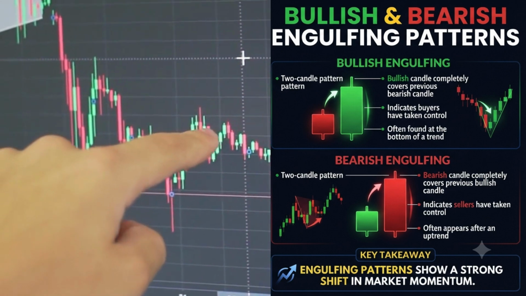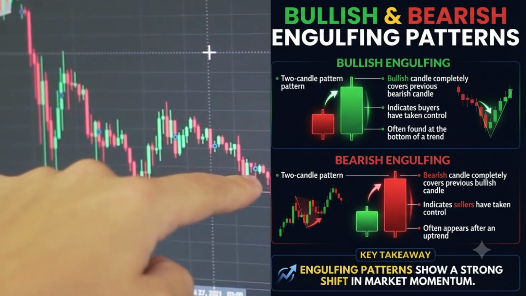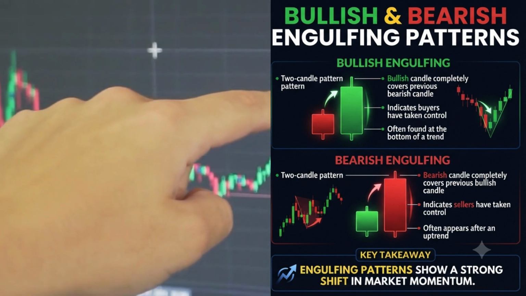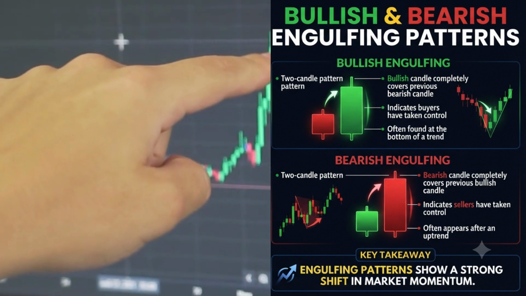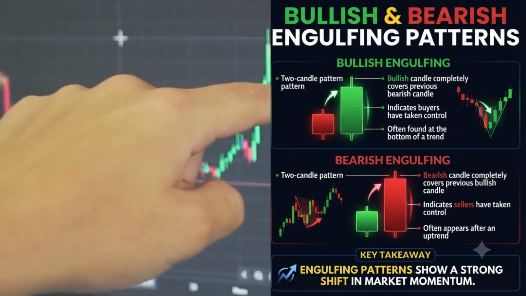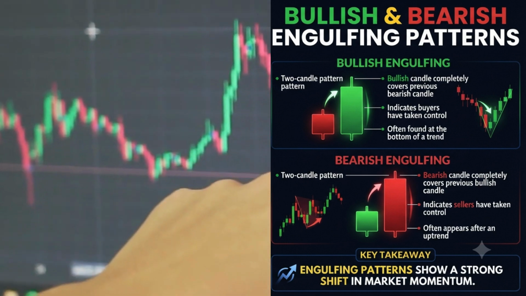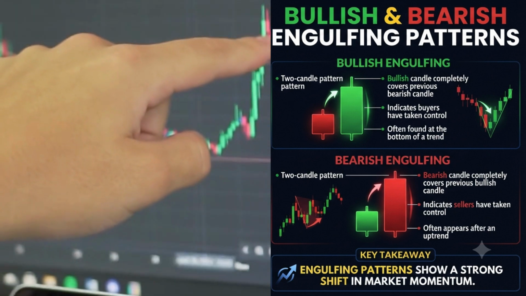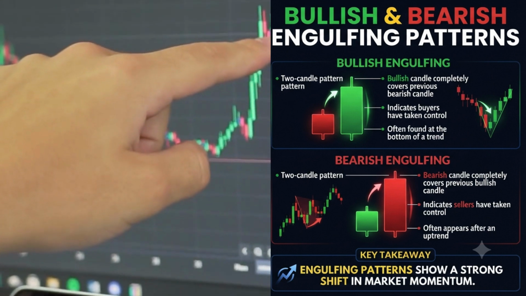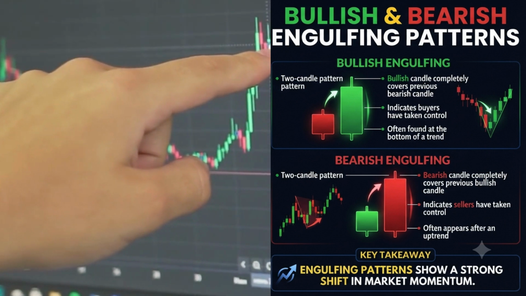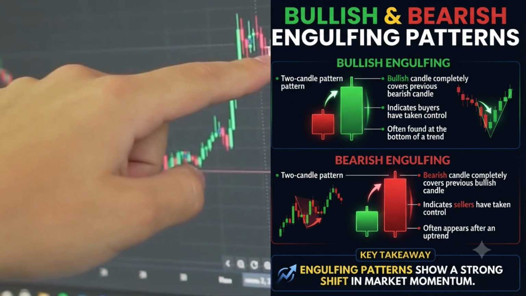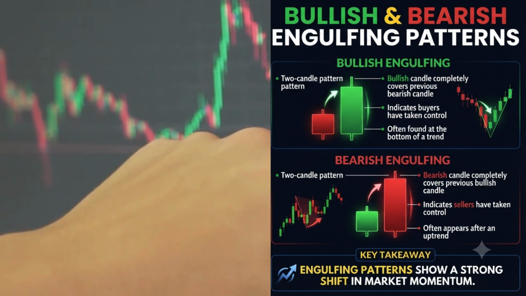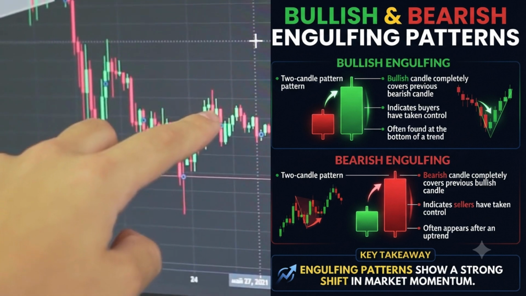Bullish and bearish engulfing patterns. Engulfing patterns are among the most popular candlestick formations because they clearly show a shift in market control. A bullish engulfing pattern consists of 2 candles. The first candle is bearish. The second candle is bullish and completely covers or engulfs the previous candle's body. This signals that buyers have overwhelmed sellers and may be taking control. It often appears at the end of a downtrend and suggests prices could start moving upward.